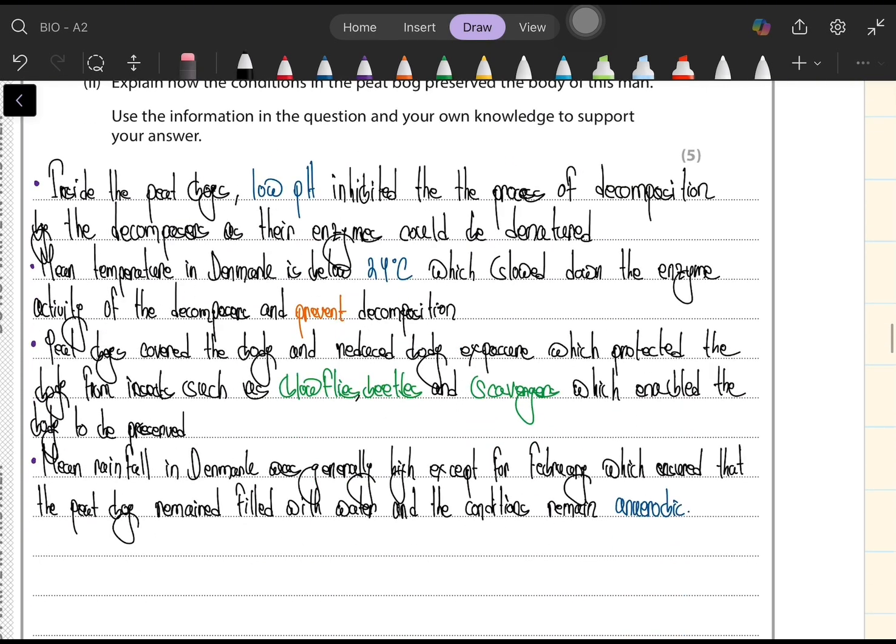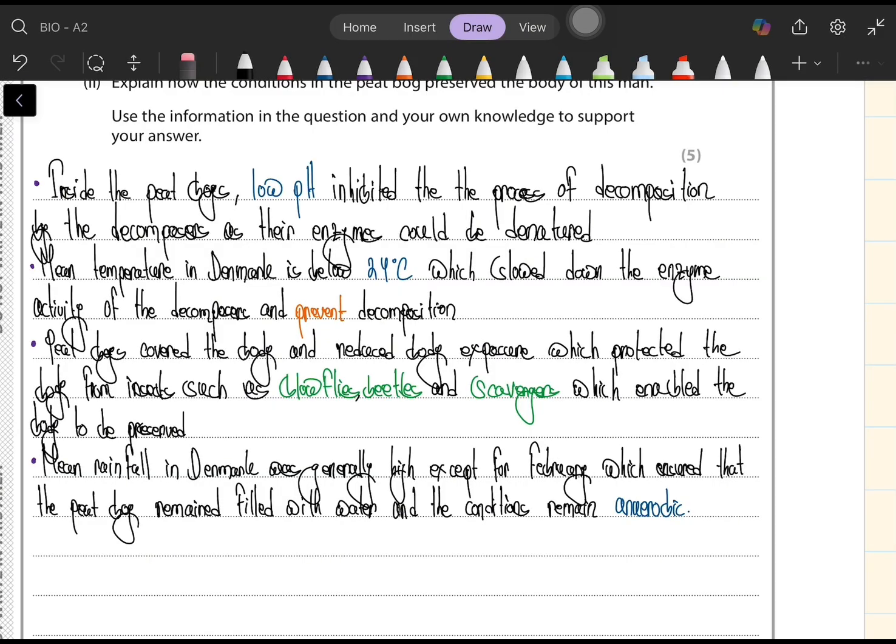So inside the peat bog, low pH inhibited the process of decomposition by the decomposers as their enzymes could be denatured. Mean temperature in Denmark is below 24 degrees Celsius, which slowed down the enzyme activity of the decomposers and prevented decomposition. The peat bog covered the body and reduced body exposure, which protected the body from insects such as blowflies, beetles, scavengers, and so on, right?